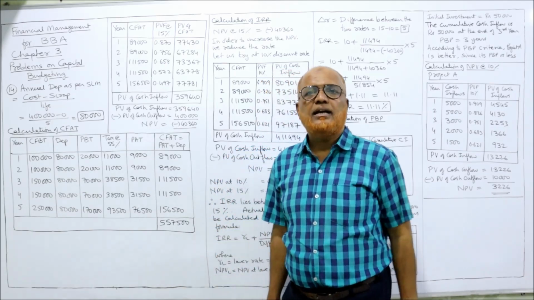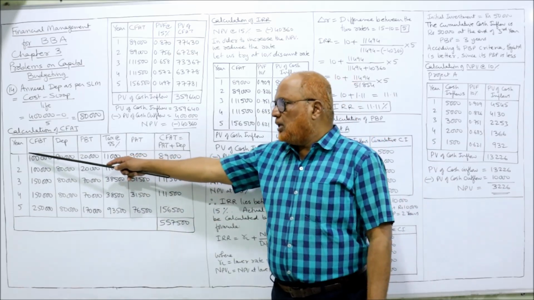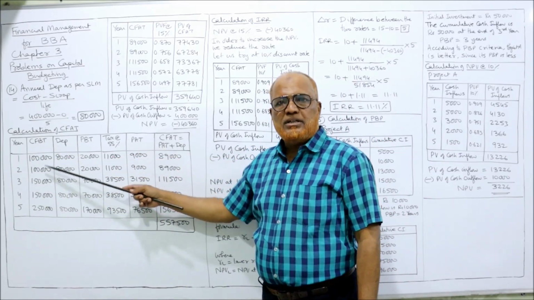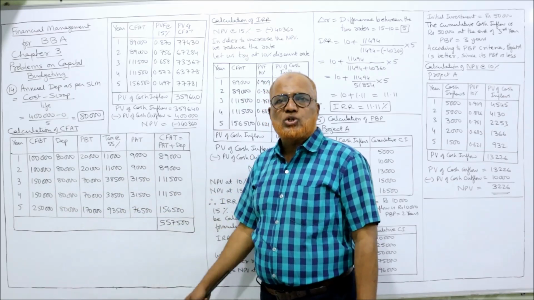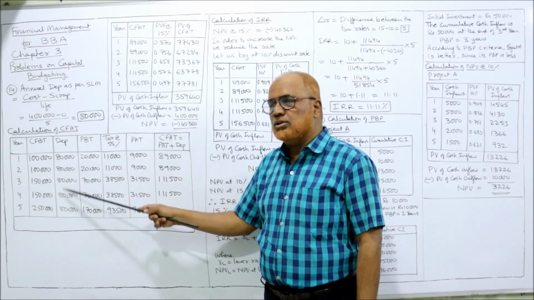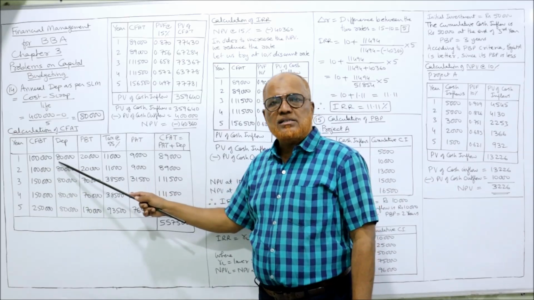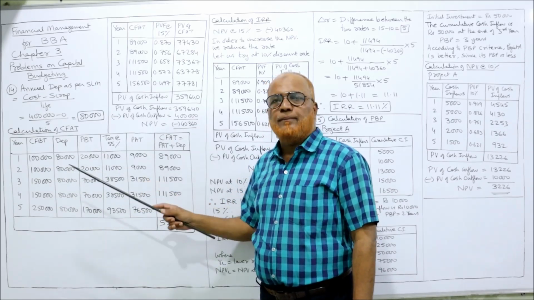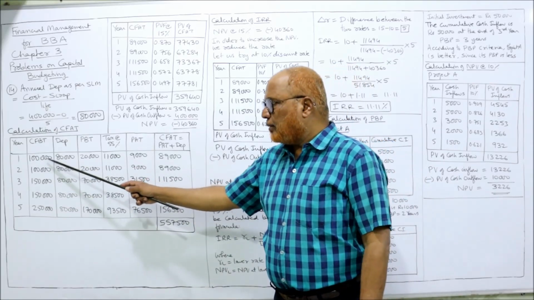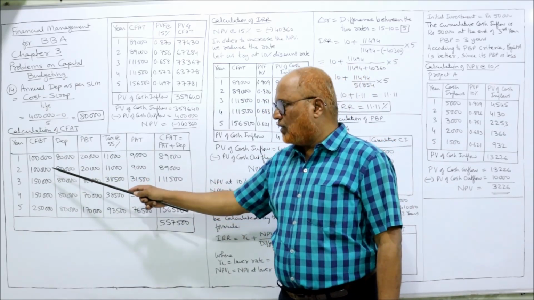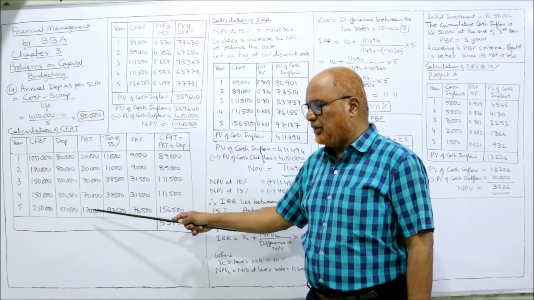That is nothing but net cash inflows. So year column, then CFBT, whatever is given in the problem I have taken. Then depreciation, annual depreciation 80,000. So CFBT minus depreciation will get PBT, profit before tax. So 1 lakh minus 80,000, 20,000. Like that, PBT.